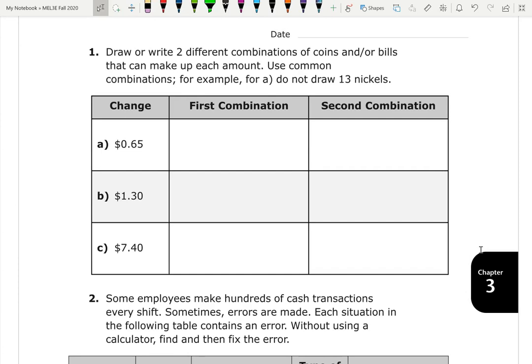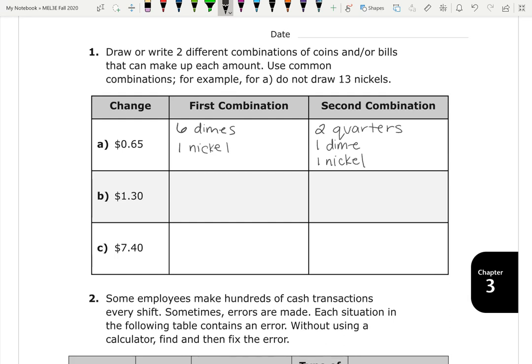If your change is 65 cents, you can have, well, obviously there's more than two combinations, but you can give the customer 6 dimes, and that would be 60 cents, and then 1 nickel. Or you can give change in 2 quarters. So 2 quarters equals 50 cents. And then 1 dime, that's 10 cents. So 50 plus 10 is 60 cents. And then 1 nickel would bring you up to 65 cents.